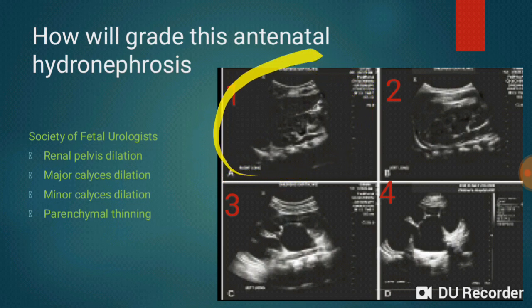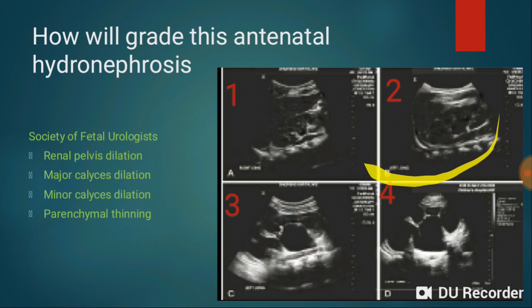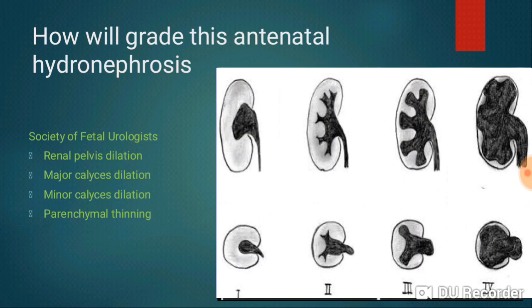The renal pelvis is only dilated. In grade 2, there is major calyceal dilatation, in grade 3, there is minor calyceal dilatation, and in grade 4, there is thinning of the renal parenchyma. But this picture only an ultrasonologist can understand. For us, the visual appearance will be like this.